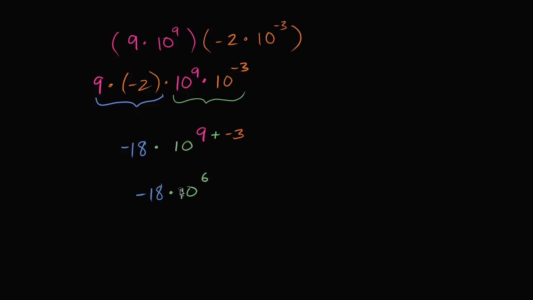And if you wanted to think about, well, what number is this? 10 to the 6th, that's 1 with 6 zeros. This is a million. Negative 18 times a million, it's going to be negative 18 million. Or we could say negative 18 times 10 to the 6th. Either way. But this is another way we could have written this. We could have written this as negative 18 million. Either way is a legitimate way to represent this number.